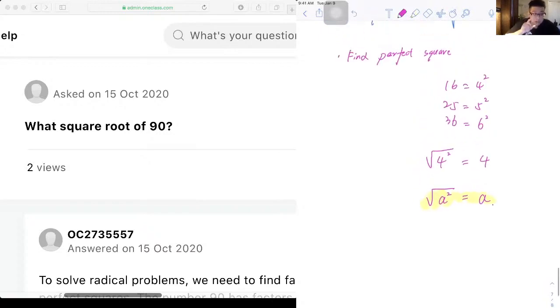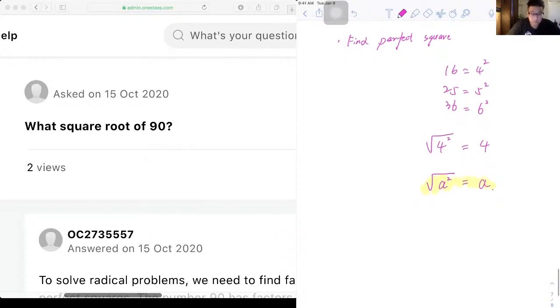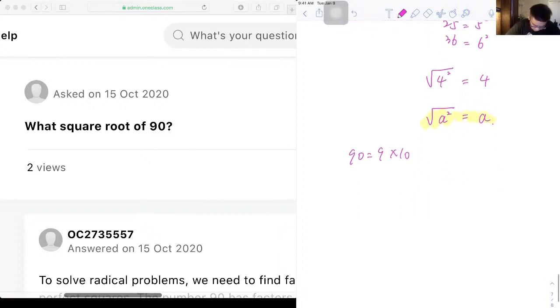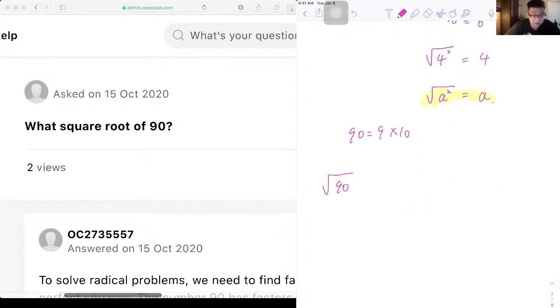Okay, so the number 90 has factors of 9 multiplied by 10. So 90 is equal to 9 times 10. And we know 9 is a perfect square of 3. Thus, we will get root 90 is equal to root 9 times 10.